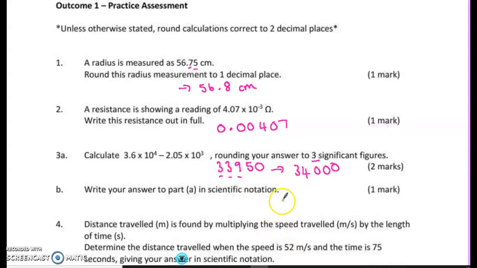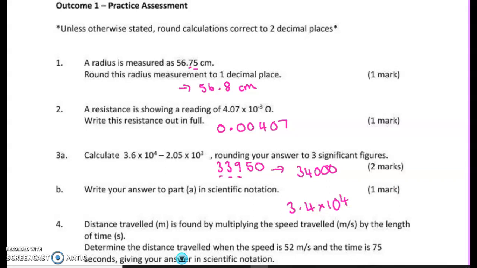Part B, write this answer in scientific notation. Scientific notation, I need a number between 1 and 10 to begin with, so that's going to be 3.4. Then I've moved my decimal place. Let me change my pen colour from here to here, so I've gone 1, 2, 3, 4 spaces. It's going to be 3.4 times 10 to the power of 4. Let's get rid of those blue lines. Oh, that didn't work very well, did it? There we go, back on track.